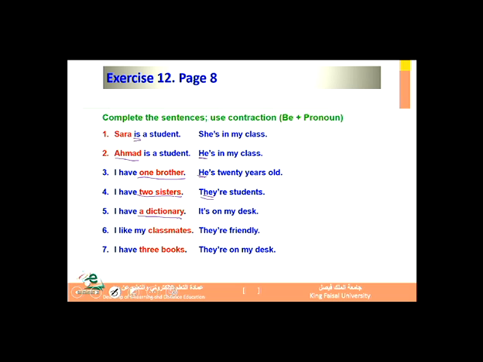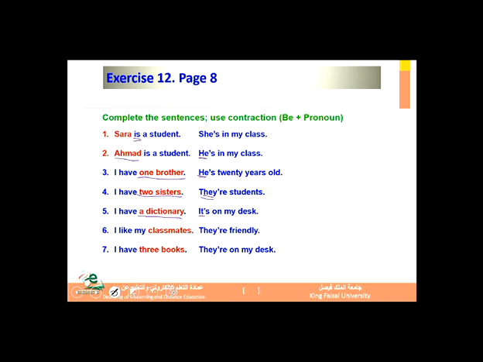I have a dictionary. Singular noun. It can be replaced by the pronoun it. What about contraction? We don't have to say it is on my desk. We can push them together. It's on my desk, which means it is on my desk.